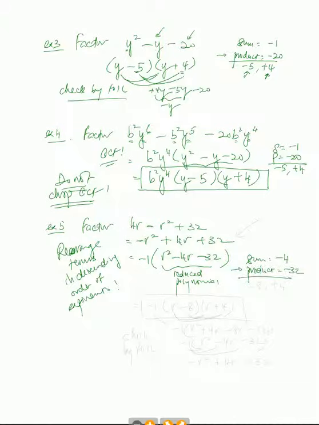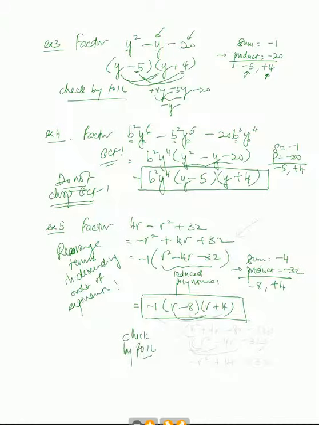Remember to use the product. So what times what gives you negative 32, and yet when you combine them it gives you negative 4? You notice it's negative 8 and positive 4. So what's the final answer to this question? It's going to be r minus 8 and r plus 4. But there is a minus in front of it.